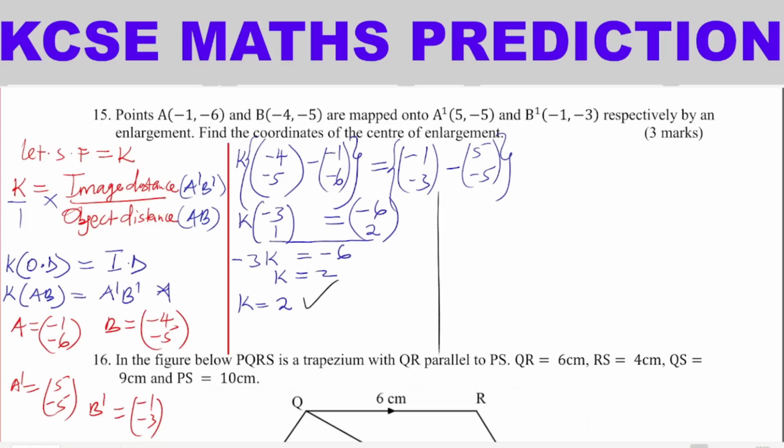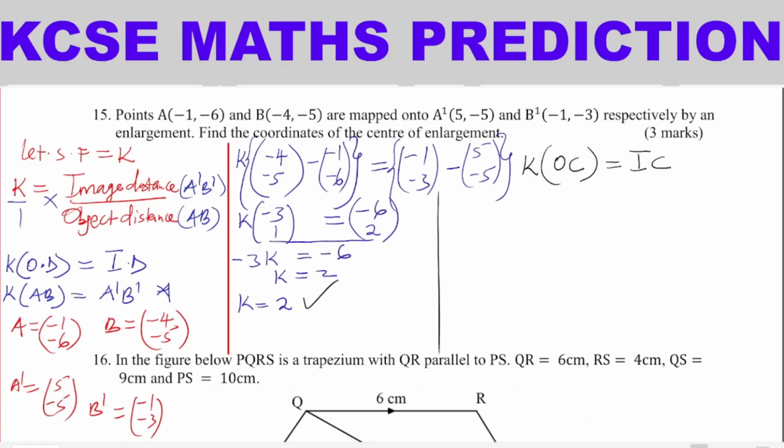So now, after getting the scale factor of enlargement as 2, there's something else that you need to do in order to get the center of enlargement. And this is what you're going to do. The scale factor of enlargement multiplied by the object to the center distance should be equivalent to the image to the center distance. I repeat, if you take the scale factor K multiplied by object to the center, that's equivalent to image to the center.